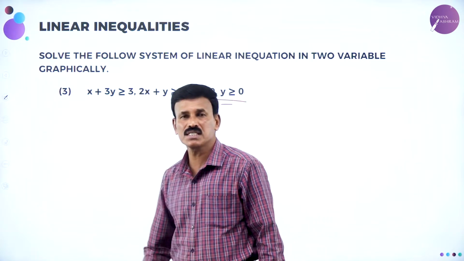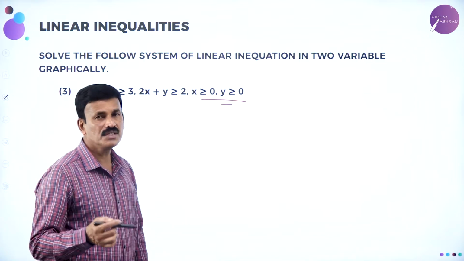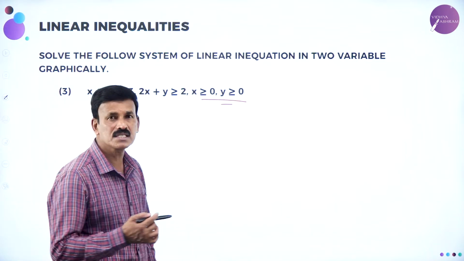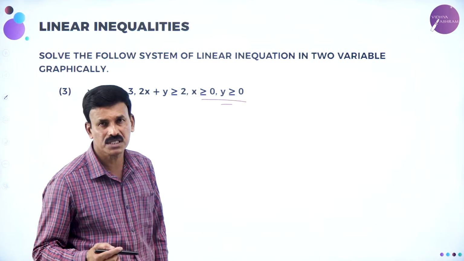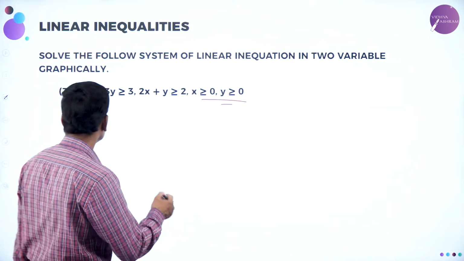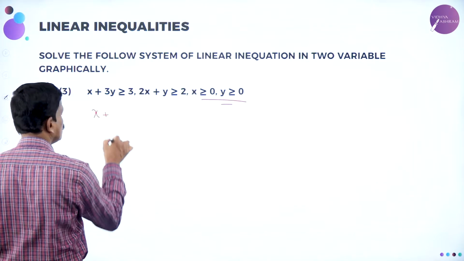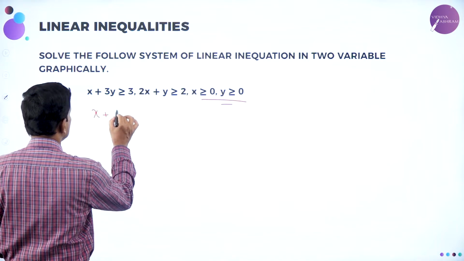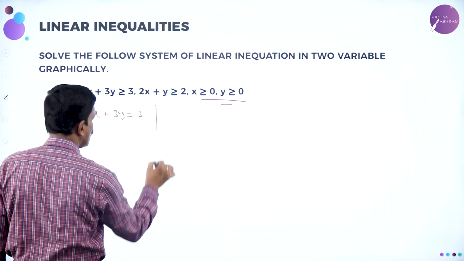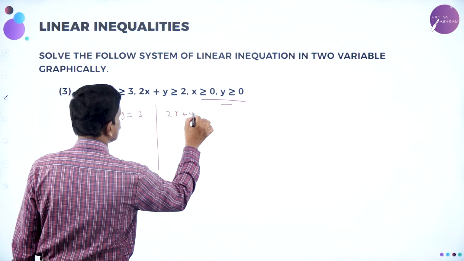All positive, while x greater than or equal to 0 indicates that the feasible region lies in the first quadrant, non-negative restriction. Same as usual, solve this. What are the given inequalities? Convert the given inequalities into equalities. X plus 3y is equal to 3. Another one is 2x plus y is equal to 2.